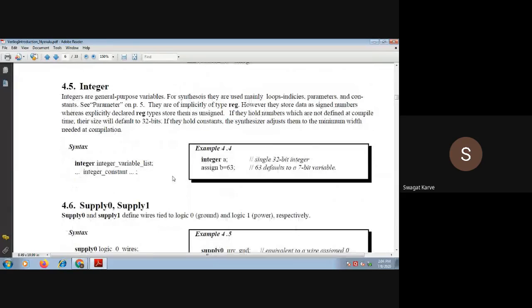Now the integer type. Okay. Remember one thing. In exam, there will not be much question on these data types and all that. But why are we studying this? Without knowing this, you cannot write a Verilog code.